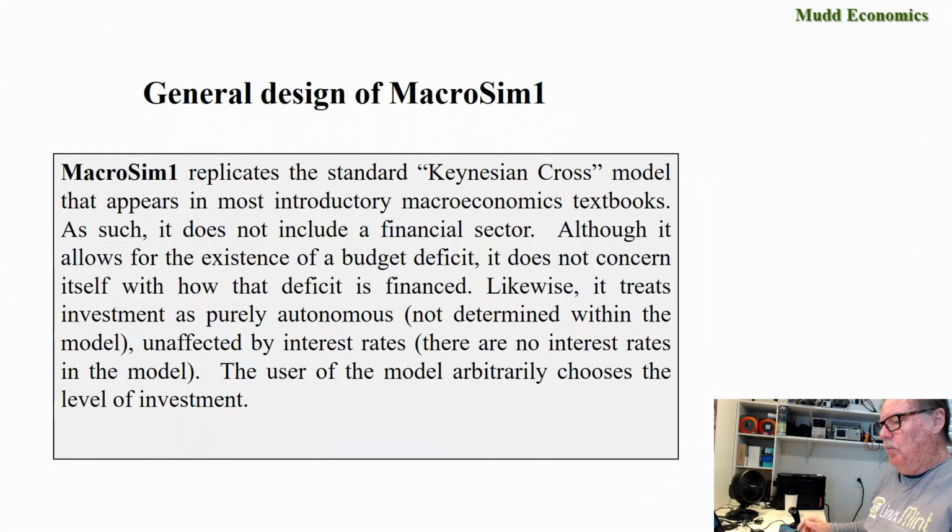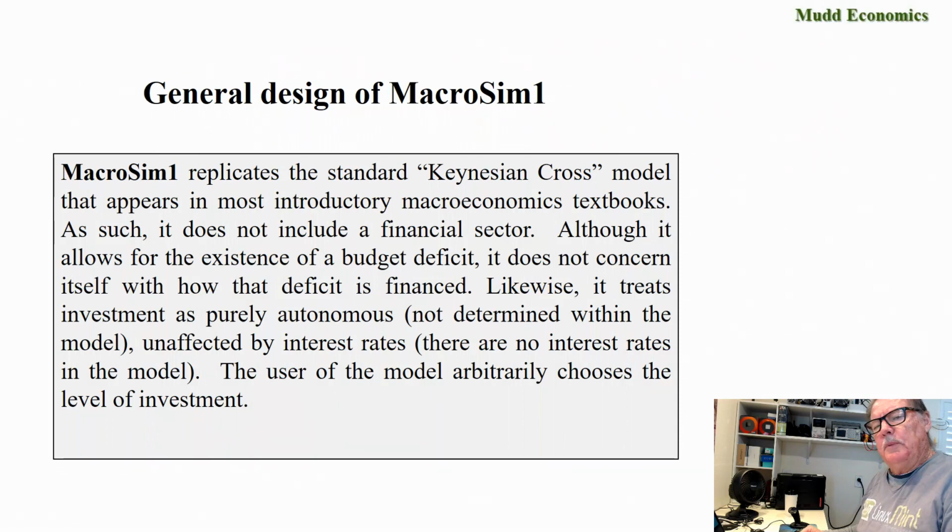Okay, MacroSim1, as I say, replicates the standard Keynesian cross model that appears in most introductory macroeconomics textbooks. Maybe not anymore. I'm not sure what the state of the art is there because I don't use textbooks. As such, it does not include a financial sector, which is a serious limitation. Although it allows for the existence of a budget deficit, it does not concern itself with how the deficit is financed. So any negative implications that might arise because you are borrowing a large amount of money do not show up in this model, and that's one of its primary deficiencies.